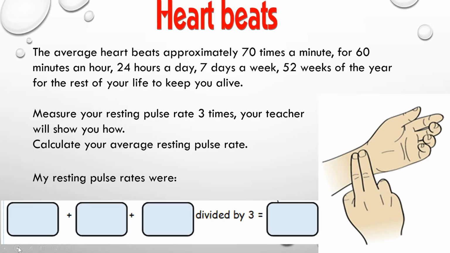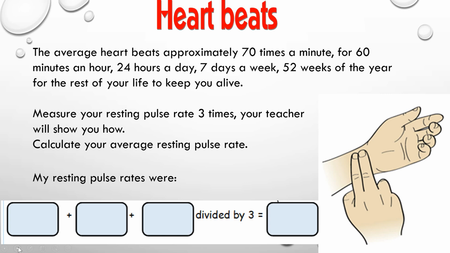So you may have seen doctors on TV or nurses measuring people's heart rate. You may have even done it yourself, okay? The average heart beats approximately 70 times a minute, for 60 minutes an hour, 24 hours a day, 7 days a week, 52 weeks of the year for the rest of your life to keep you alive.